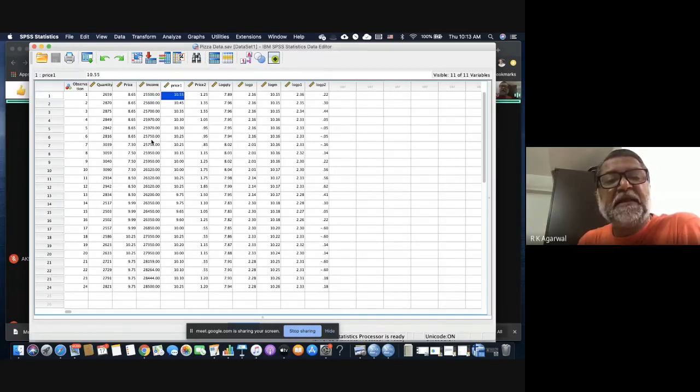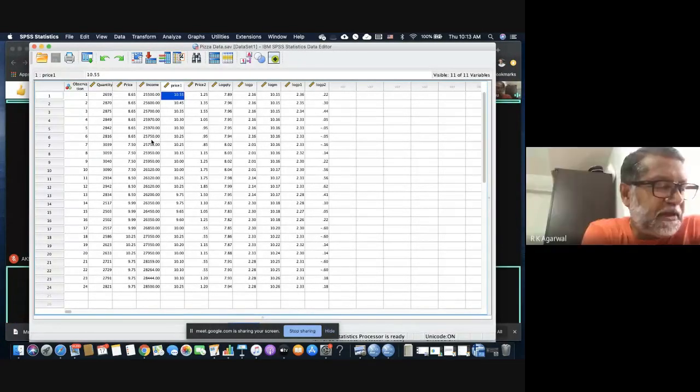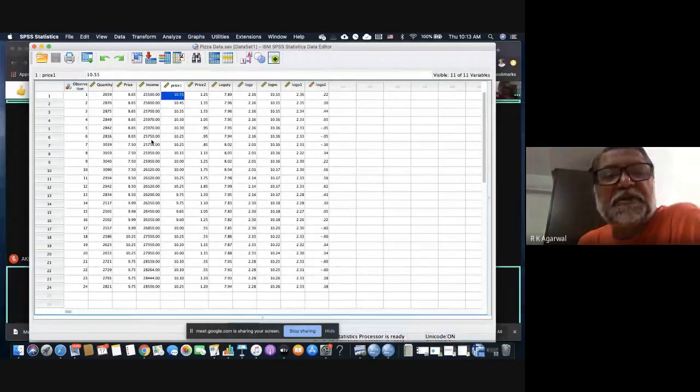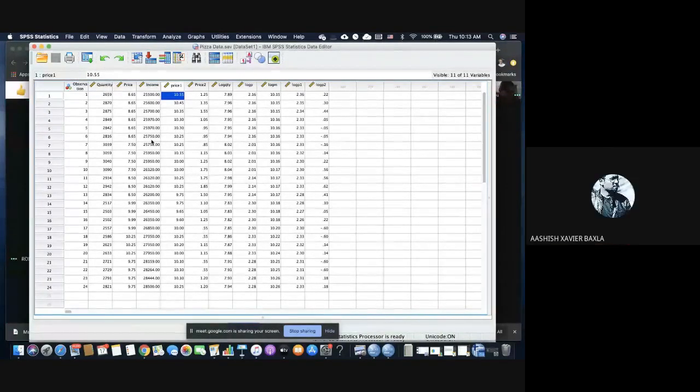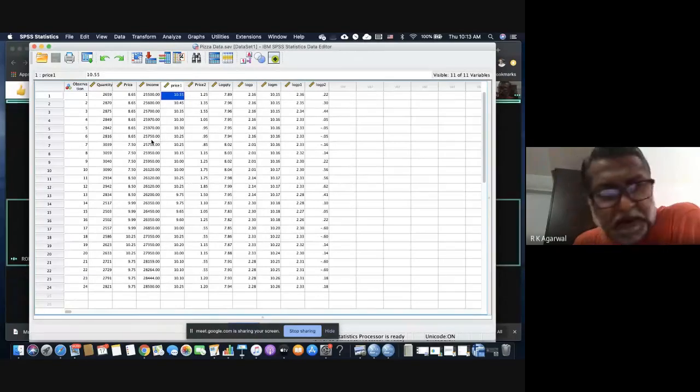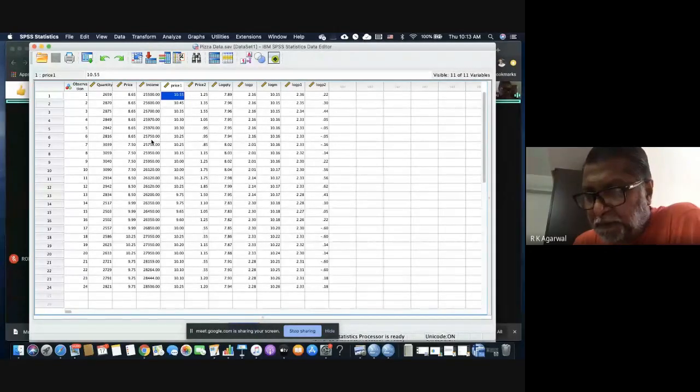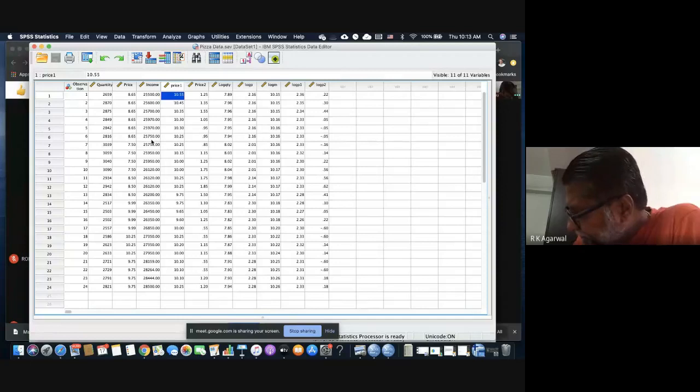And then these are the two prices. Price 1, price 2, they are prices of two substitute brands of pizza. So I do not know what are the different brands of pizzas available in the market. I suppose one is, can you name some pizza brands which are sold in the market? Pizza Hut, Domino's. And let's say local pizza.